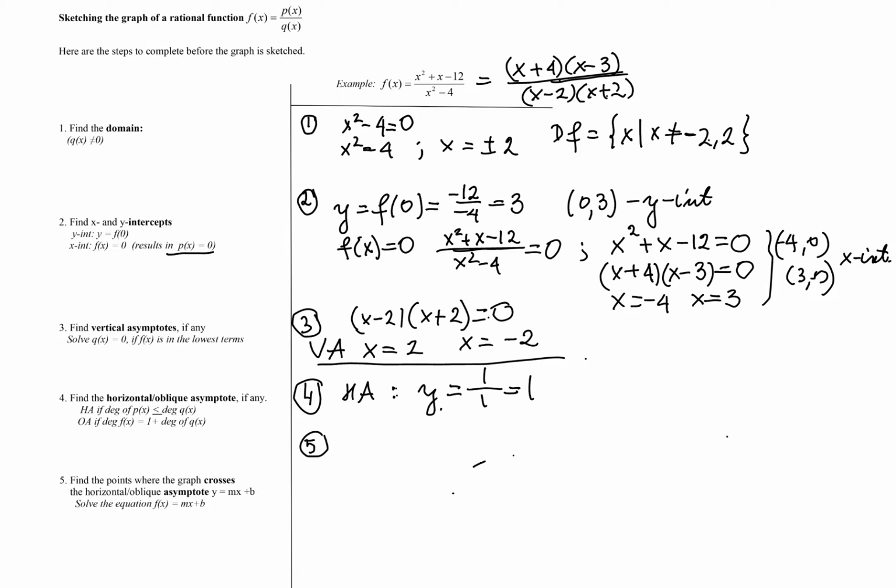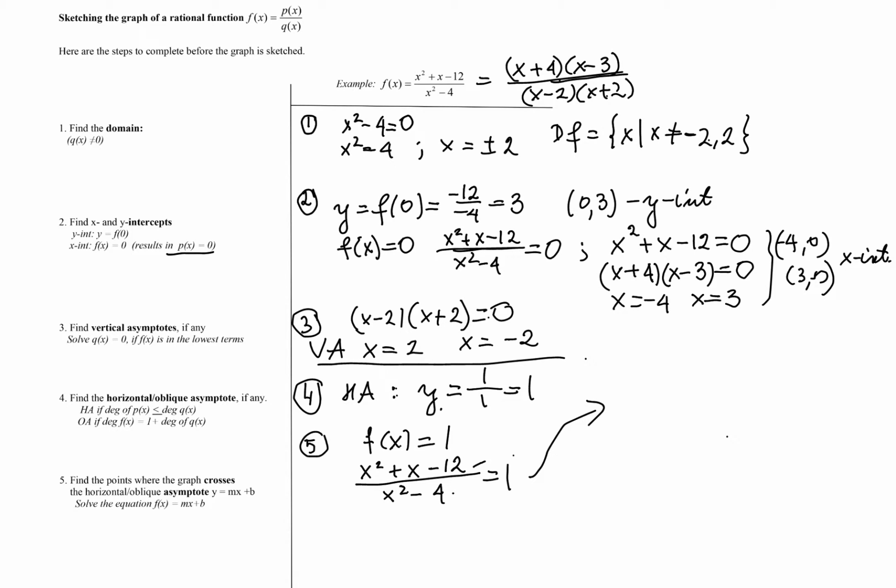And step 5 is to check whether the graph of the function crosses the horizontal asymptote. For this, we need to solve the equation f of x equals the equation of the horizontal asymptote, which is 1. This leads us to the equation (x squared plus x minus 12) over (x squared minus 4) equals 1.